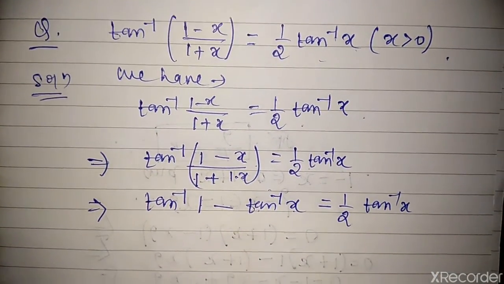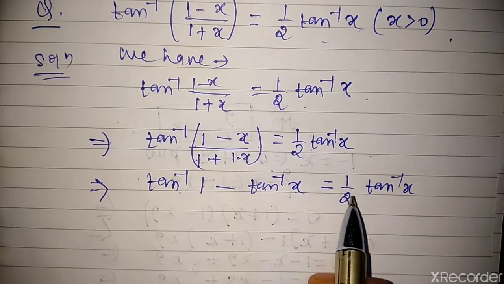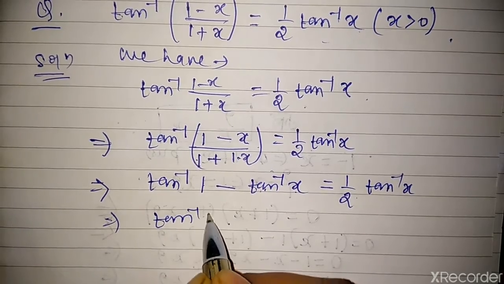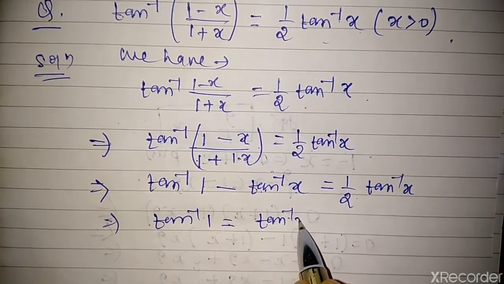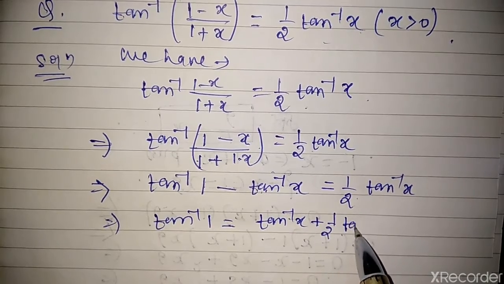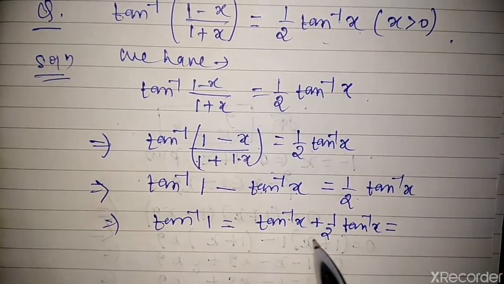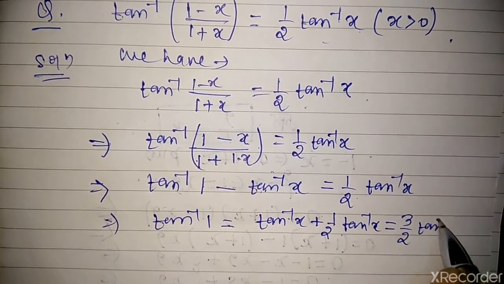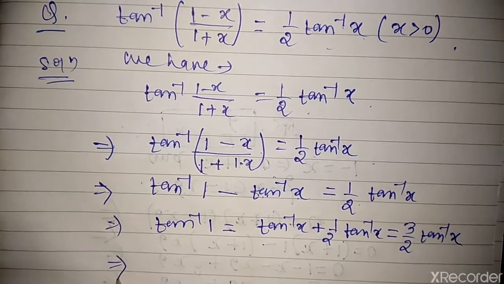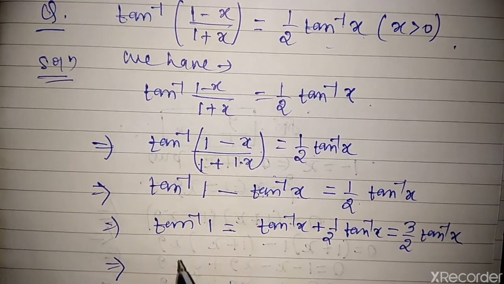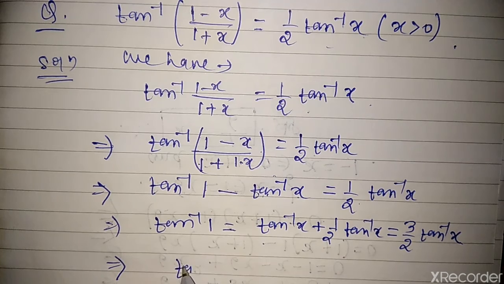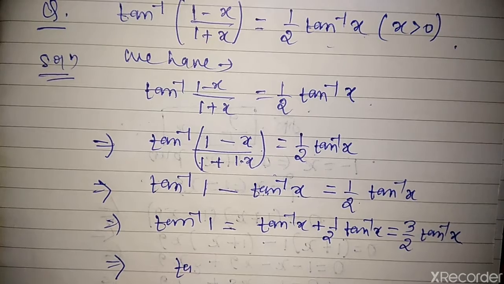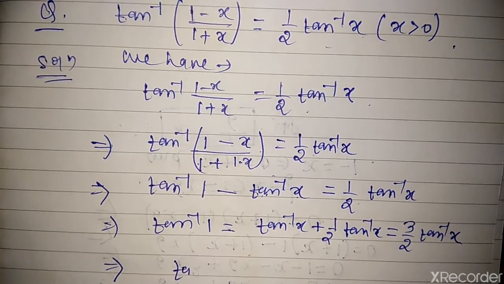Now here we have two functions having the x, this one and this one. So we will take both to one side. So tan inverse 1 equals tan inverse x plus half tan inverse x. And by simplifying these two values, what do we get? 2 plus 1, then 3 by 2 tan inverse x. Fine. So this implies, now what we have here is tan inverse 1. This tan inverse 1 we can write as pi by 4, and then we have a function of the form 3 by 2 tan inverse x.